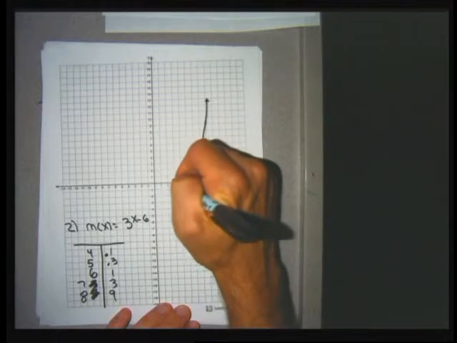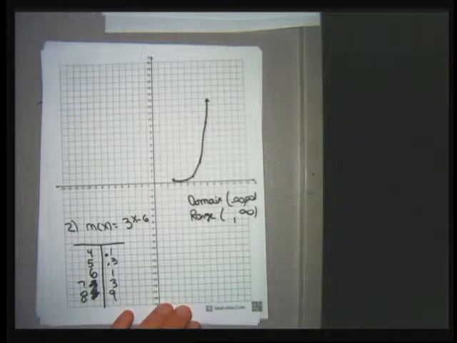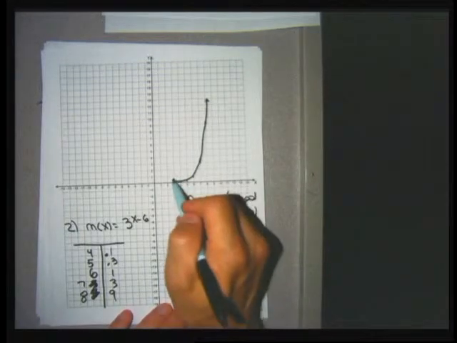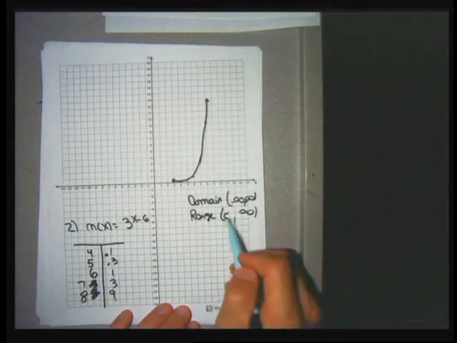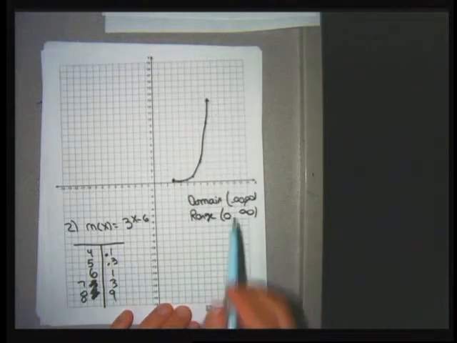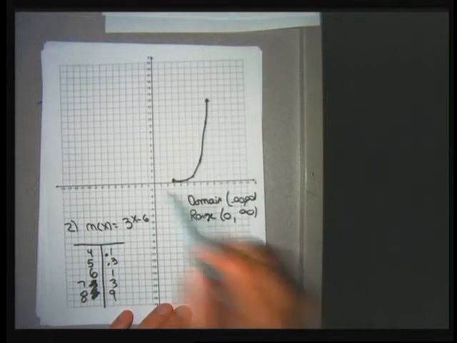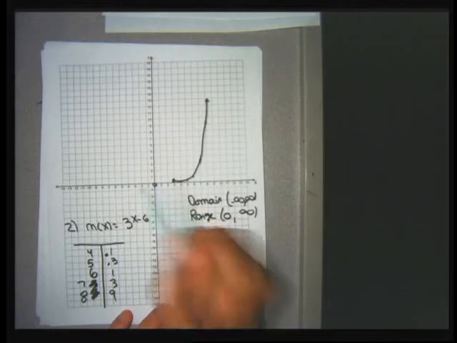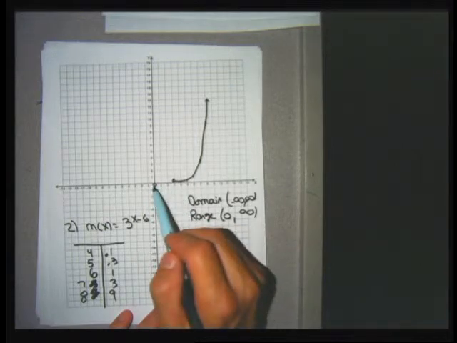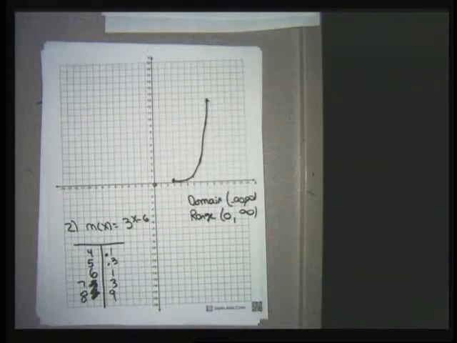The graph should be just microscopically above the y-axis and go out forever to the right. And this is a reasonable graph, and the range for that is 0 to infinity, again, because the graph always stays above the x-axis, and the y-coordinate of the x-axis is 0.